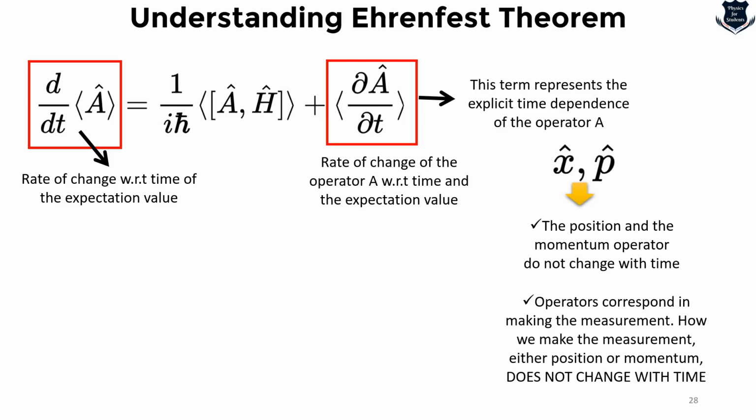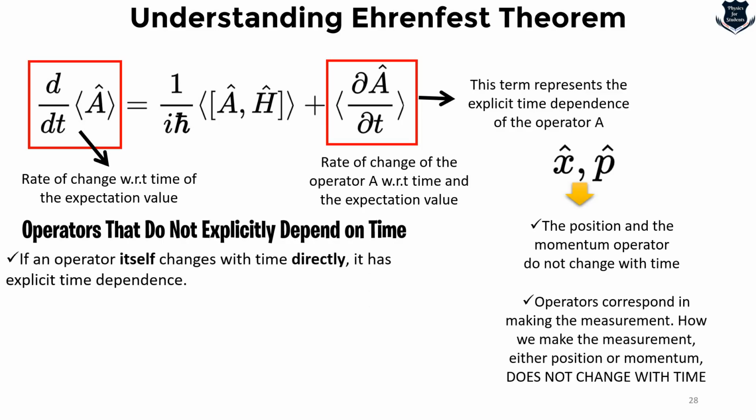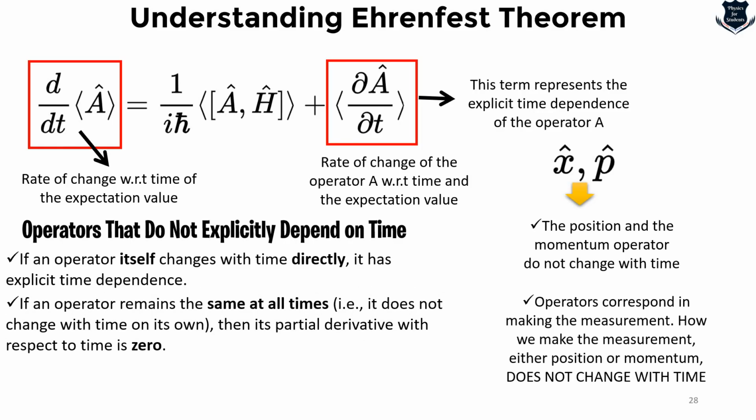So if an operator itself changes with time, it has explicit time dependence. If an operator remains the same at all times, then its partial derivative with respect to time would be 0. So when we say operators that do not explicitly depend on time, we mean that if an operator itself changes with time directly, it has explicit time dependence, and if not, then its partial derivative with respect to time becomes 0. And this is very good news for us, because here x simply represents the position in space. So the partial of x with respect to time would be equal to 0. And that actually makes a lot of our Ehrenfest theorem equation fairly easy to understand.